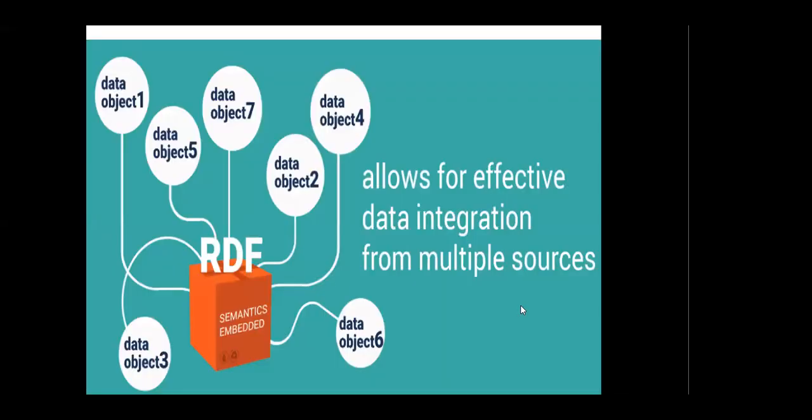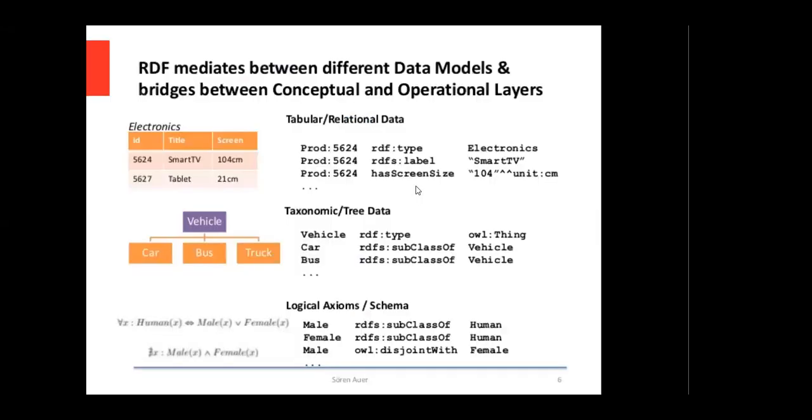RDF allows effective data integration from multiple sources. What a lot of data engineers struggle to do, RDF does easily. So RDF is a tool for data engineers, all right? Now, to tell you how powerful RDF is, RDF may mediate between different data models. On tabular relational data, RDF represents it in this subject, predicate, object. It makes it easy. So we can convert from a table to this. In taxonomic or tree data, this is a tree or taxonomy, we can represent it in RDF so that algorithms can understand.